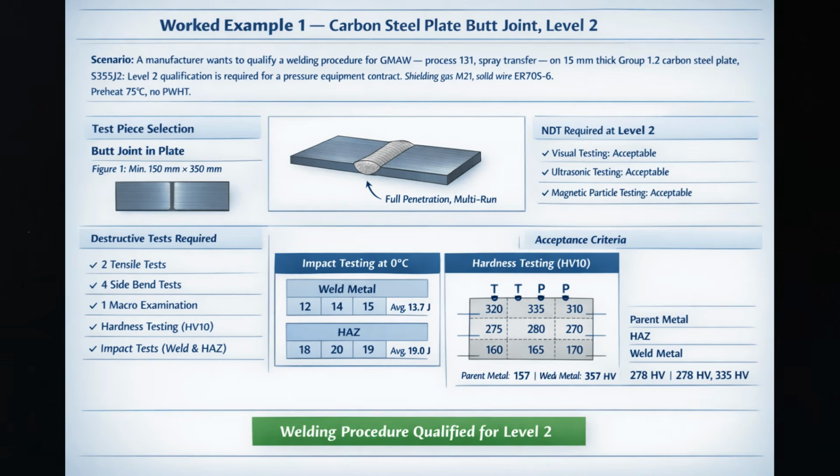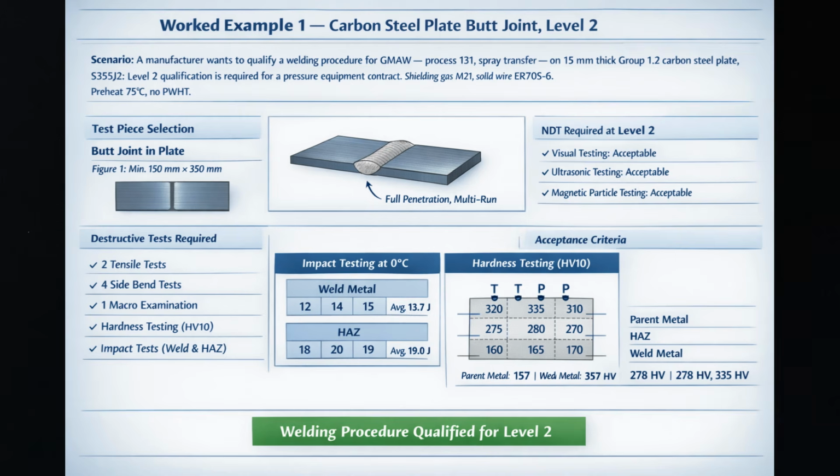Qualified ranges on the WPQR. Parent material. Group 1, qualifies equal or lower yield strength Group 1 materials. Material thickness. Level 2 at T equals 15 mm. Range is 7.5 mm, 0.5 times 15, to 16.5 mm, 1.1 times 15. Pipe diameter. Since this is a plate test, qualifies plates and pipes of OD greater than 500 mm.